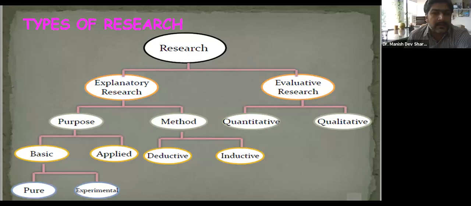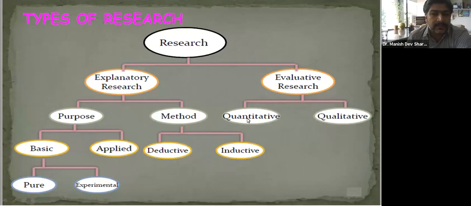Called evaluation research. So in the whole discussion, we can say that we have evaluation research, where we need certain quantitative and qualitative measures, and in explanatory research we need to go for two specific segments. The one is called purpose, and the other is called method. So first I will tell you what is purpose.